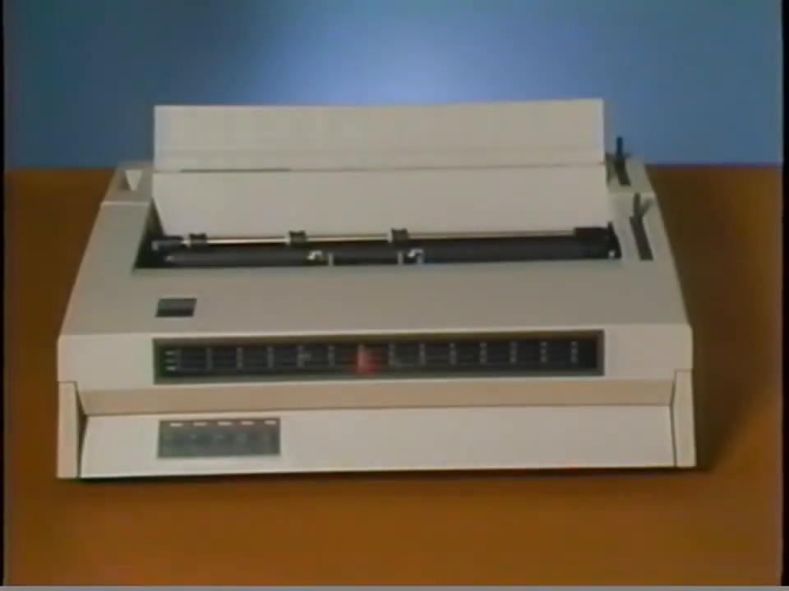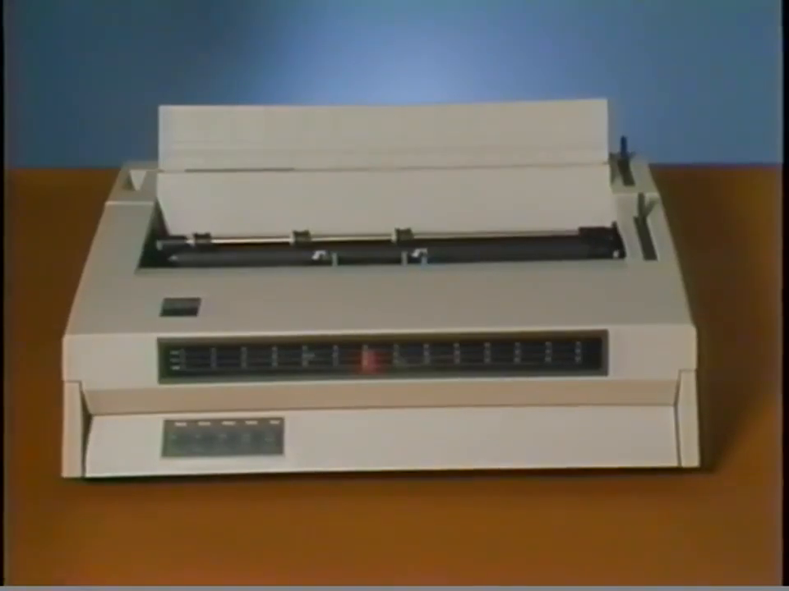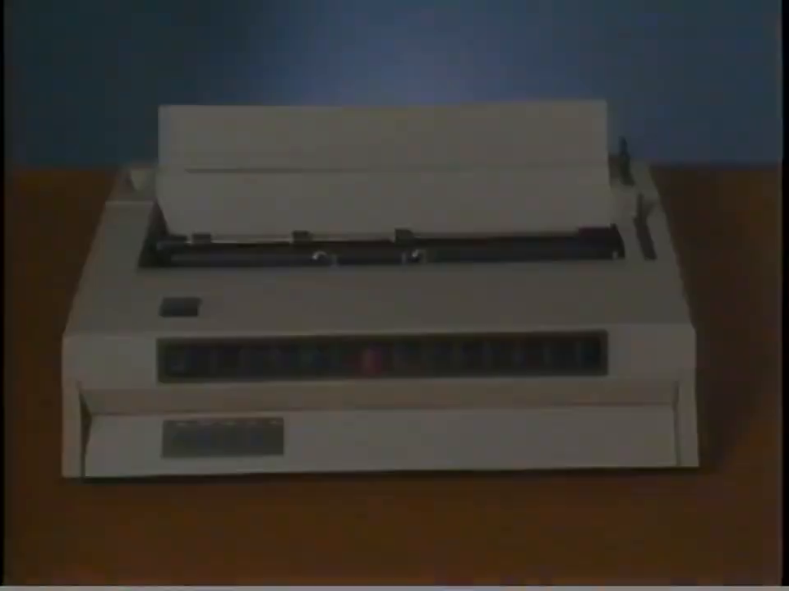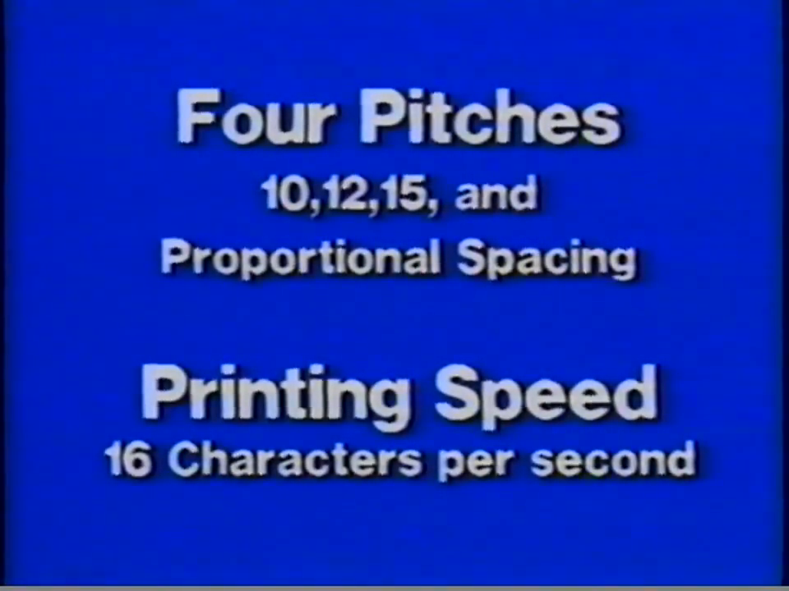This session will provide an introduction to the IBM Wheelprinter E and show the location of the serial number and product codes. This is the IBM Wheelprinter E. The IBM Wheelprinter E is a bidirectional impact letter quality printer that can print in 4 pitches, 10, 12, 15, and proportional spacing at a speed of 16 characters per second.